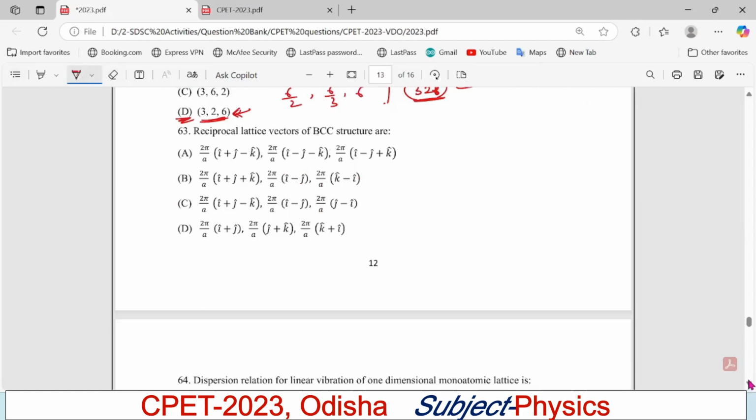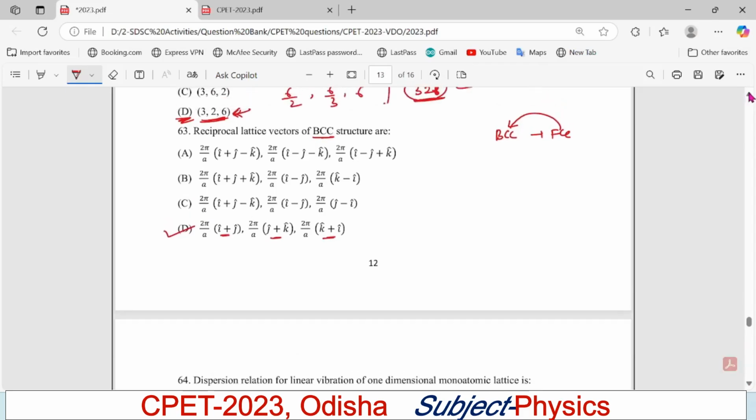Question number 63 asks what the reciprocal lattice vectors of the BCC structure are. See, the reciprocal lattice of BCC is nothing but the FCC crystal structure and vice versa. That we know, so here I am not going to go for a detailed discussion. If you want, you can follow the videos from the solid state playlist. So the reciprocal lattice vectors of BCC are those of the FCC, and the FCC primitive lattice vectors are in the form of 2 pi by a (j cap plus k cap), 2 pi by a (k cap plus i cap), 2 pi by a (i cap plus j cap). So option D is the correct answer.